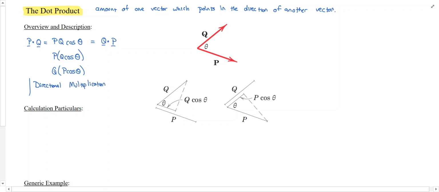So it's taking the amount of one vector that points in the direction of another vector and then multiplying the two of them together. So whether I take the amount of Q in the direction of P and multiply that product, or the amount of P in the direction of Q and multiply that product, that's what I'm doing with a dot product. So here is the definition of it. And I need to show you how to do this practically.